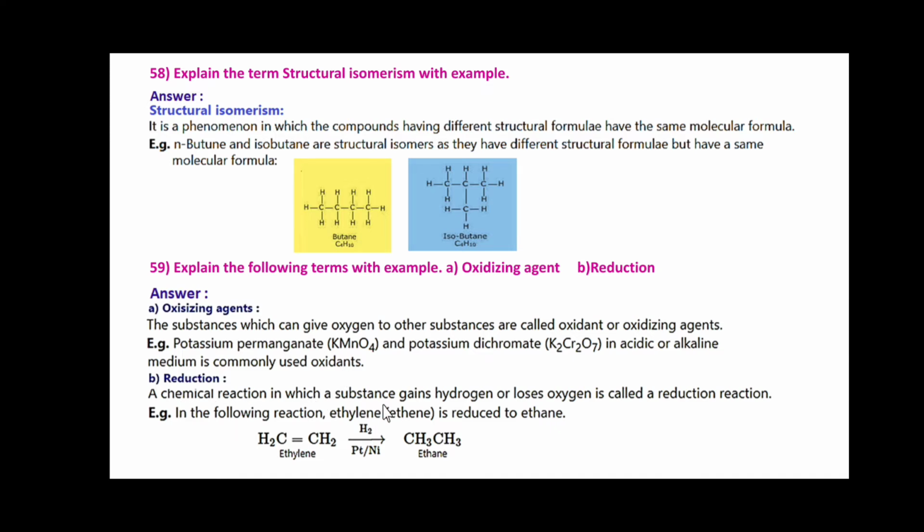A chemical reaction in which a substance gains hydrogen or loses oxygen is called a reduction reaction. For example, in the following reaction, ethylene or ethene, you can say, is reduced to ethane. Ethylene, C2H4, in the presence of platinum or nickel with hydrogen gives you CH3CH3. Ethylene is turned into ethane, meaning here hydrogen is gained.